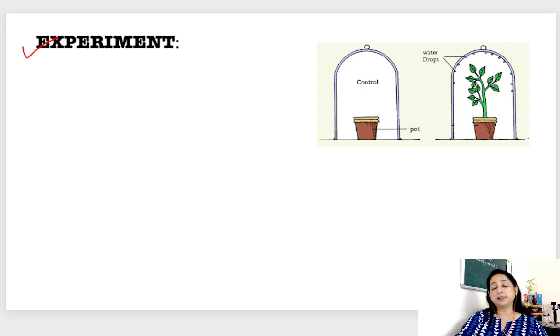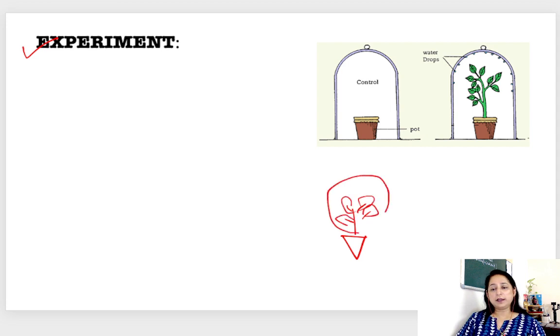So the first experiment here in transpiration is this one. 2 bell jars are taken. Now in your book, in many books, there is a potted plant, sorry, the pot has come out a bit like this, and then there are leaves, and then it is covered with a poly bag. Fine, it's one and the same.